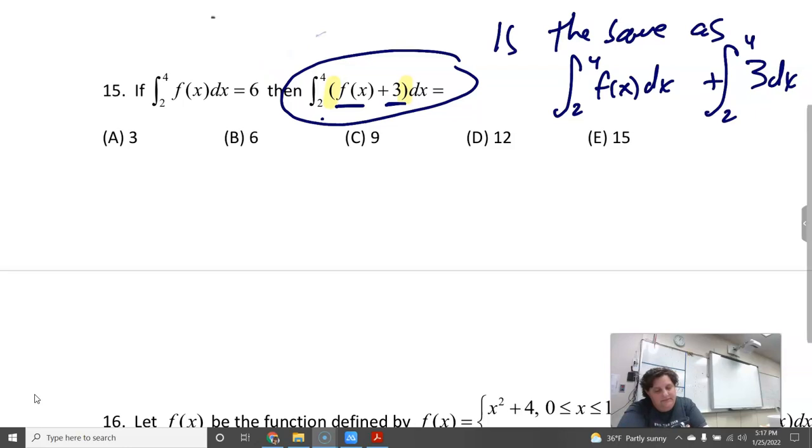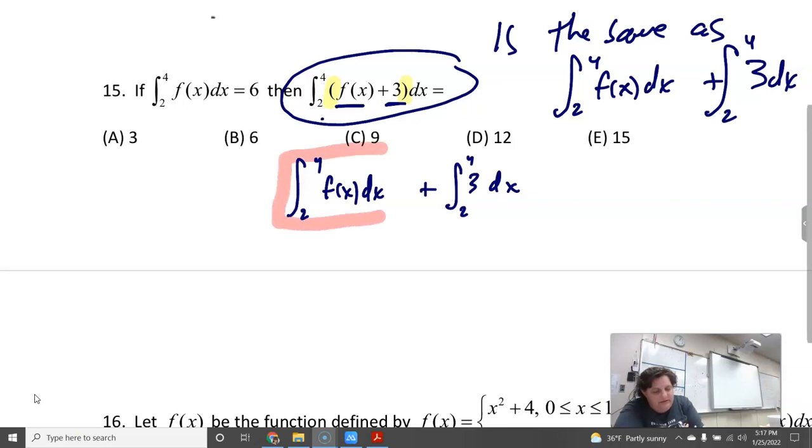Okay, so here's what we got to do. Okay, so this part is the integral from 2 to 4 of f of x. And then this part is the integral of 3. And it's also from 2 to 4. Okay? Now this, look, was given to me right over there. So beautiful. So that's 6.